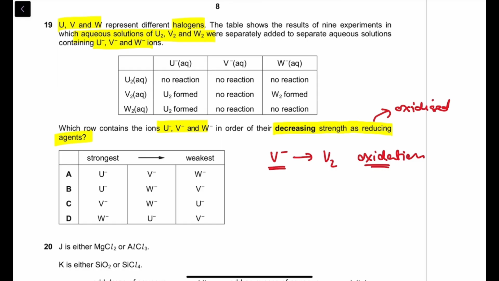So we can look at this vertically or horizontally, but I think we should just look at it vertically, so up, down. V- is not displaced in all 3 reactions. W- is displaced in 2, and not displaced in 2, and U- is not displaced in 1. Therefore, V- is our weakest and U- is our strongest. Therefore, the answer to this question must be B.